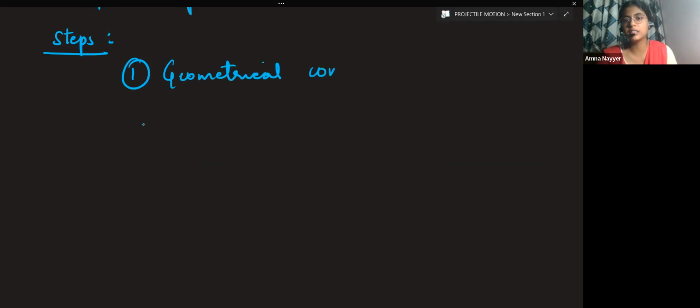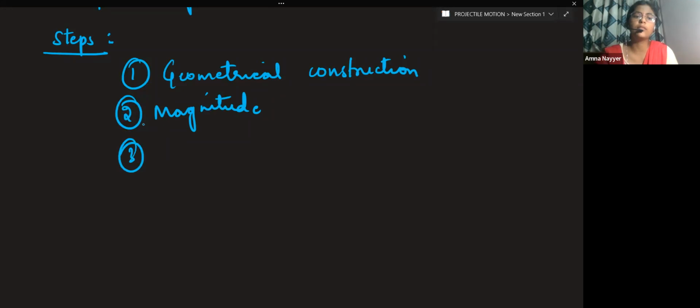Geometrical construction. This is not just for the derivation. We'll do it for the derivation, but normally questions will also be given to solve. Geometrical construction will be the first step. Then you have to find the magnitude of the resultant, then the direction of the resultant. That's how we'll be solving.